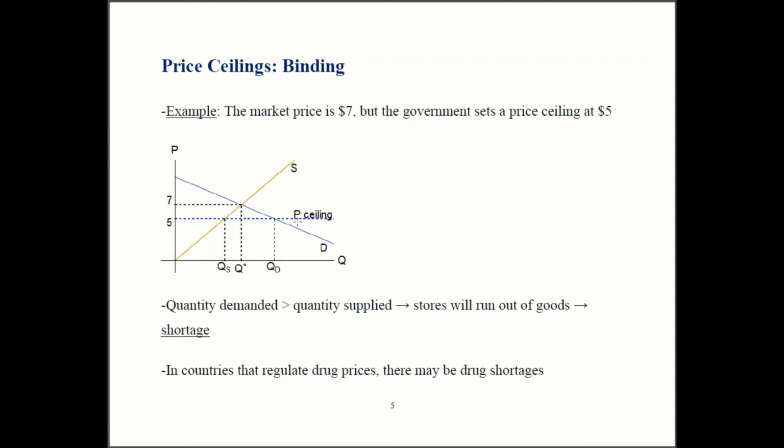So one example out of many, in some parts of the world, there are binding price ceilings on the price of medical drugs. And sometimes the drug companies respond to that by refusing to sell in those countries. So they create shortages with these binding price ceilings.